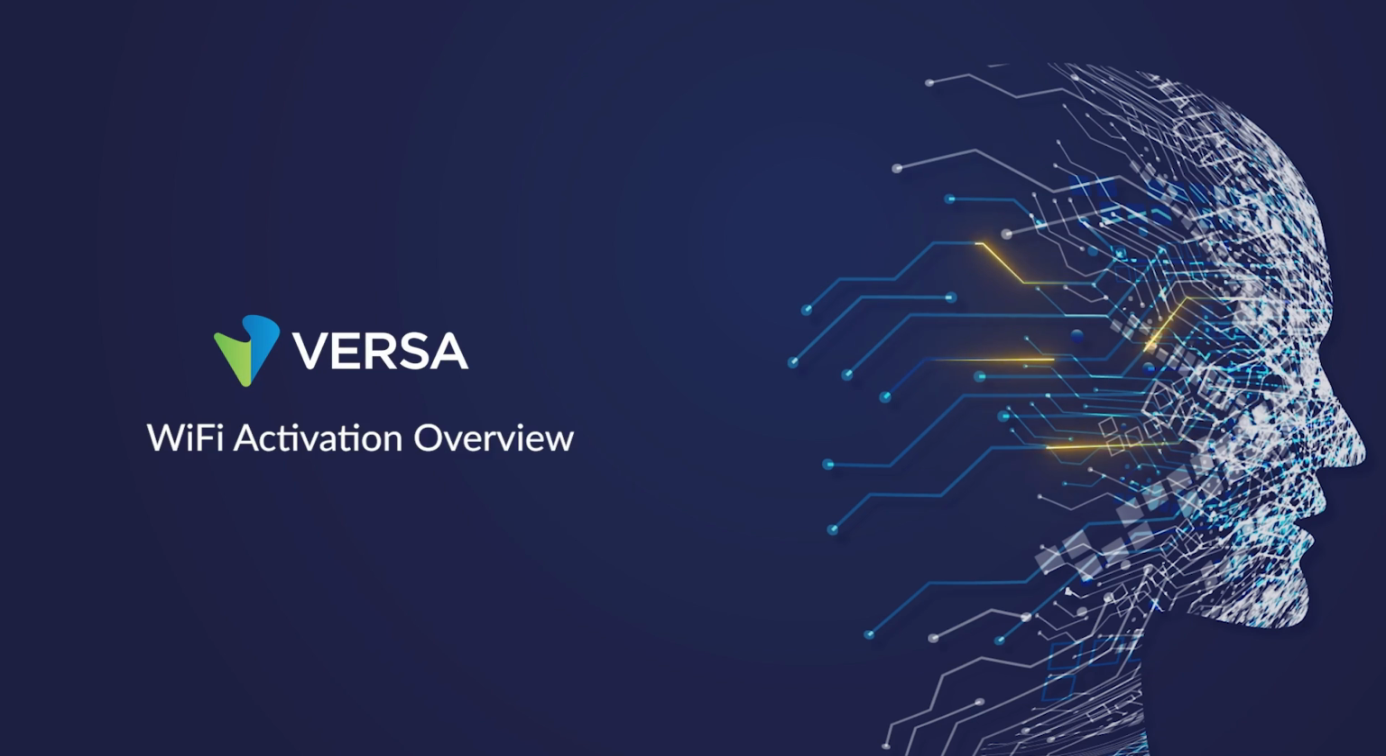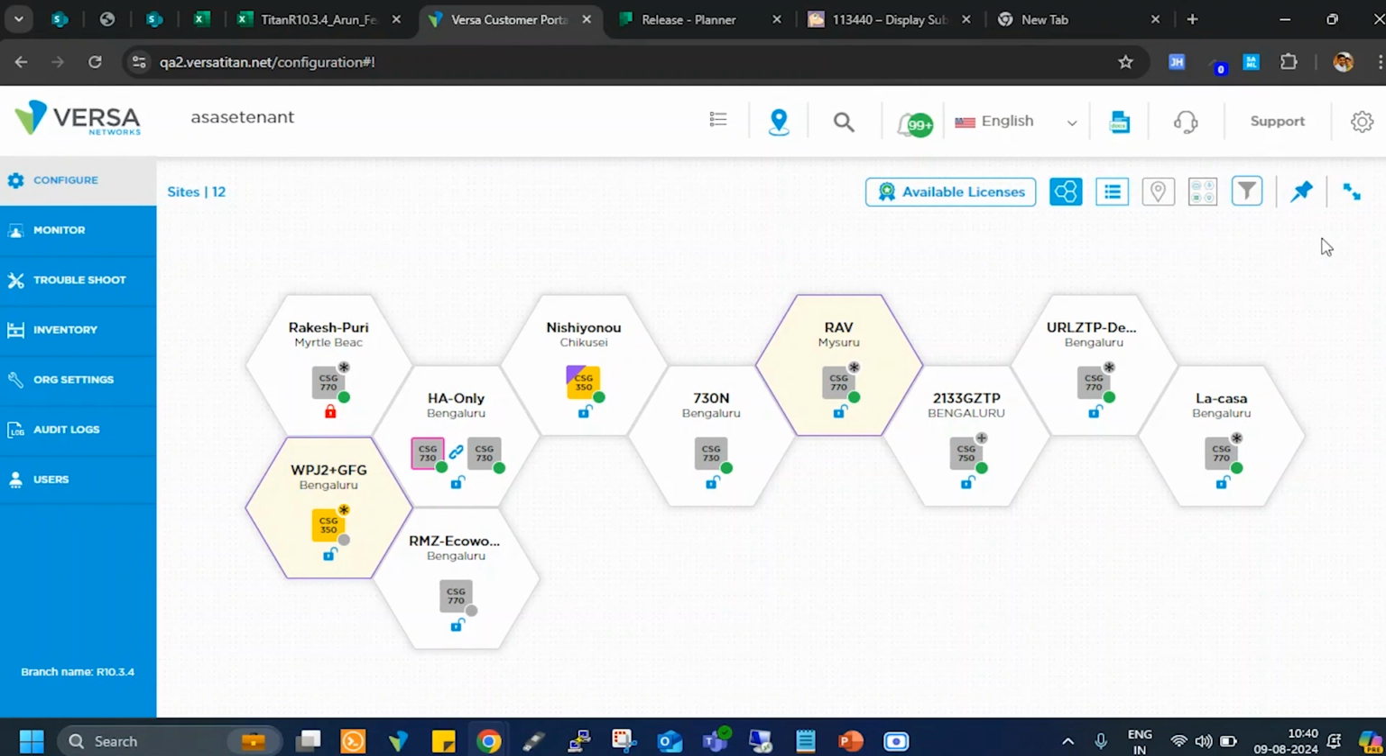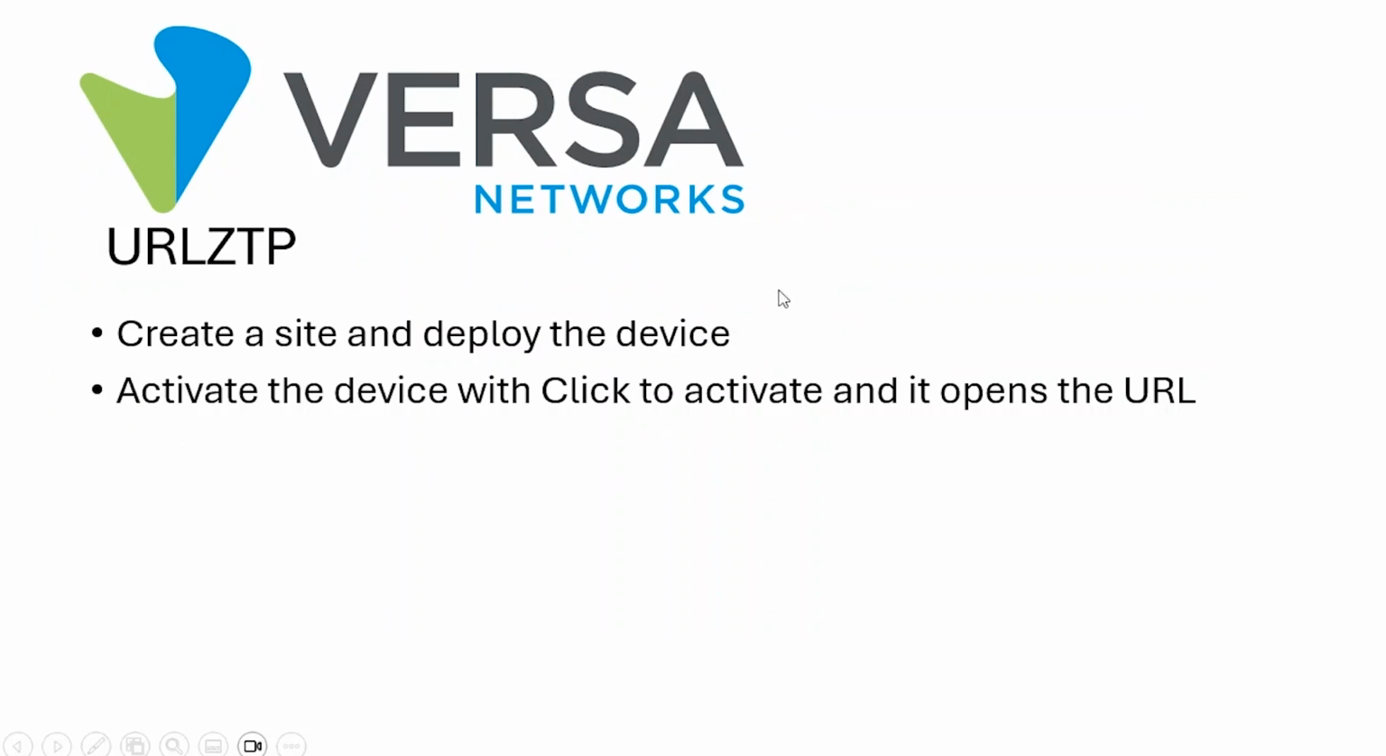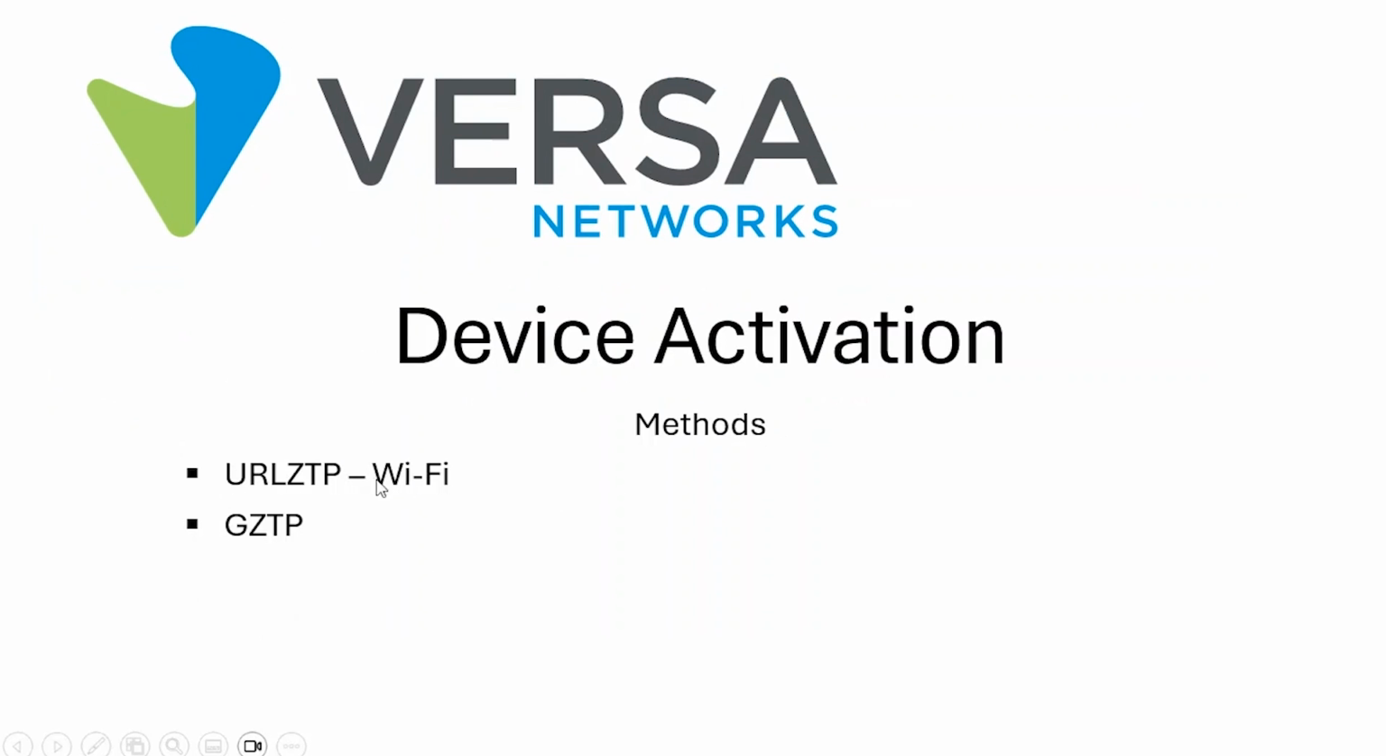Wi-Fi activation overview. In this video, we're going to see how to activate a device. To activate a device, we have two activation methods. One is URL-ZTP and the other is gZTP. With URL-ZTP, you can connect to the CSG device with a laptop using Wi-Fi to activate it. Or if your device model does not support Wi-Fi, you can connect through the LAN port VNI 0/2, which is port 2. First, we are going to see how to activate a CSG device with the URL-ZTP activation method.